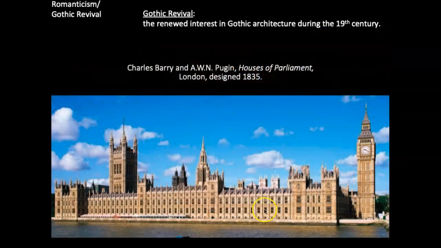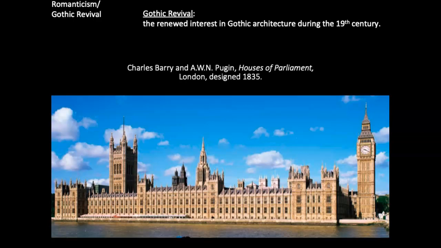Now you might be thinking, Miss Cortez, we haven't looked at any architecture yet. What an astute observation, student. You're right. We haven't looked at any architecture for Romanticism yet, but we are now. What? The next artwork is this massive structure.